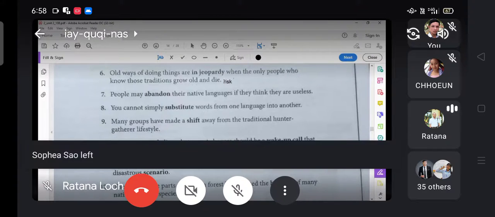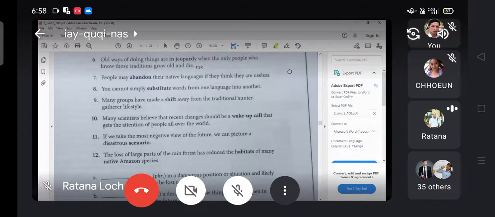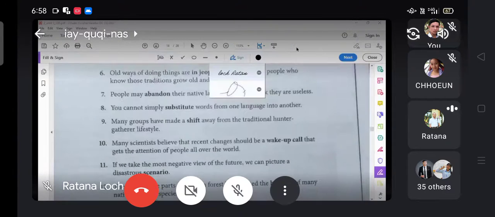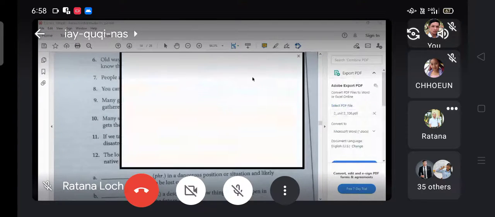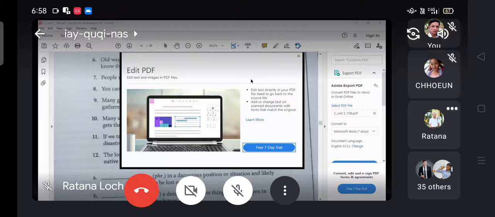How to draw. Let me draw first. No. Oh, no. Can you see when they try on? Okay.